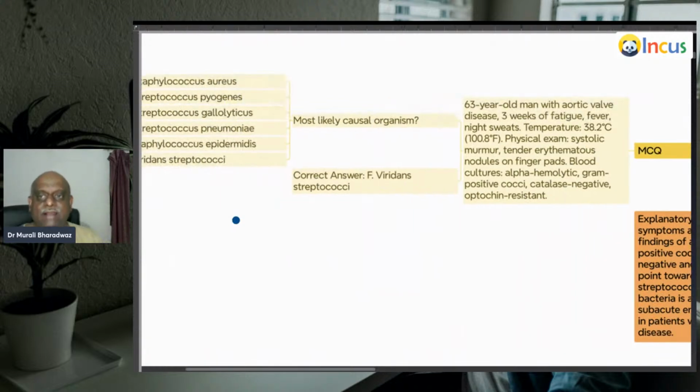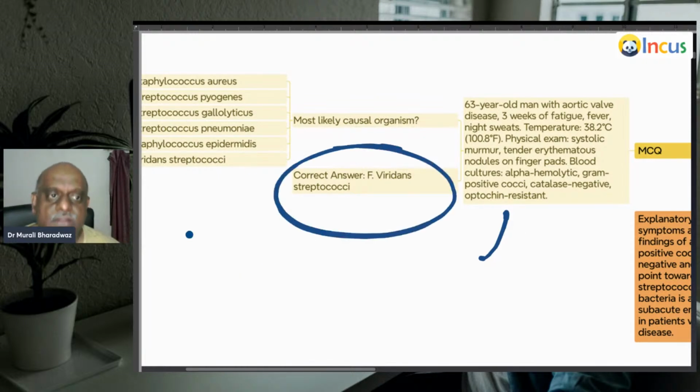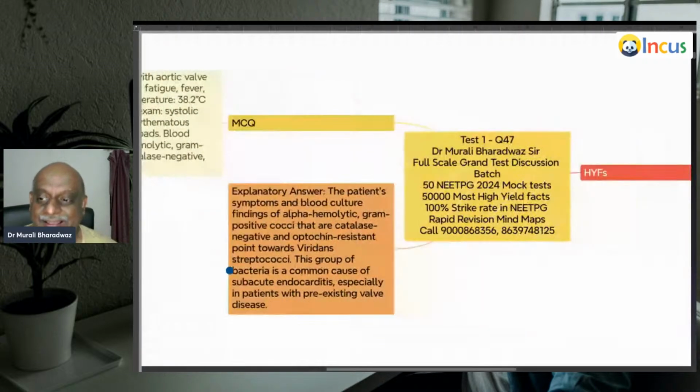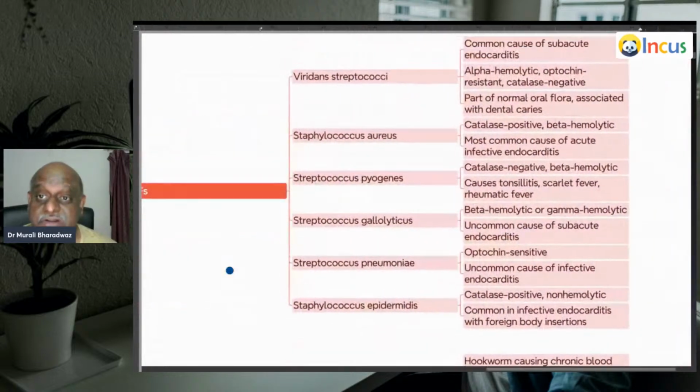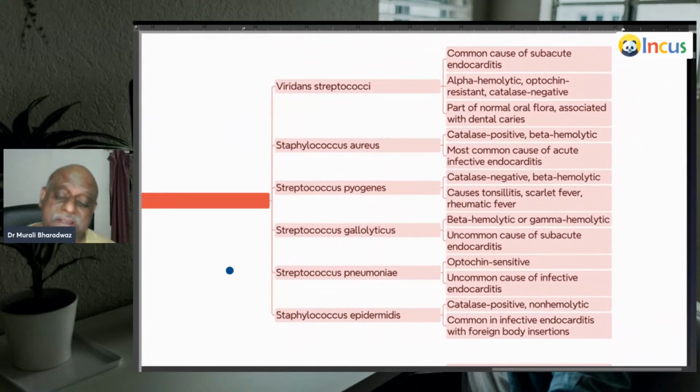A 63-year-old with aortic valve disease, 3 weeks of fatigue, systolic murmur, tender erythematous nodules on the finger pads. Blood culture shows alpha-hemolytic gram-positive cocci, which are catalase negative and optochin resistant. Oh my God. One MCQ sure shot in every NEET PG. Take it as my word. Viridans streptococci. So this classification, you need to remember it like anything, doctor.